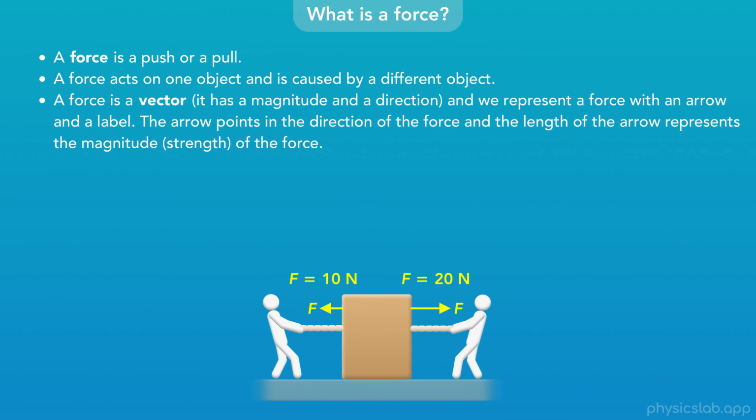There can also be multiple forces acting on an object at the same time, and there usually is. Here we can see 2 people are pulling on the box in different directions. Once we start to deal with multiple forces, we may want to give them subscripts, and we could label these forces as F1 and F2. So that's an introduction to forces.